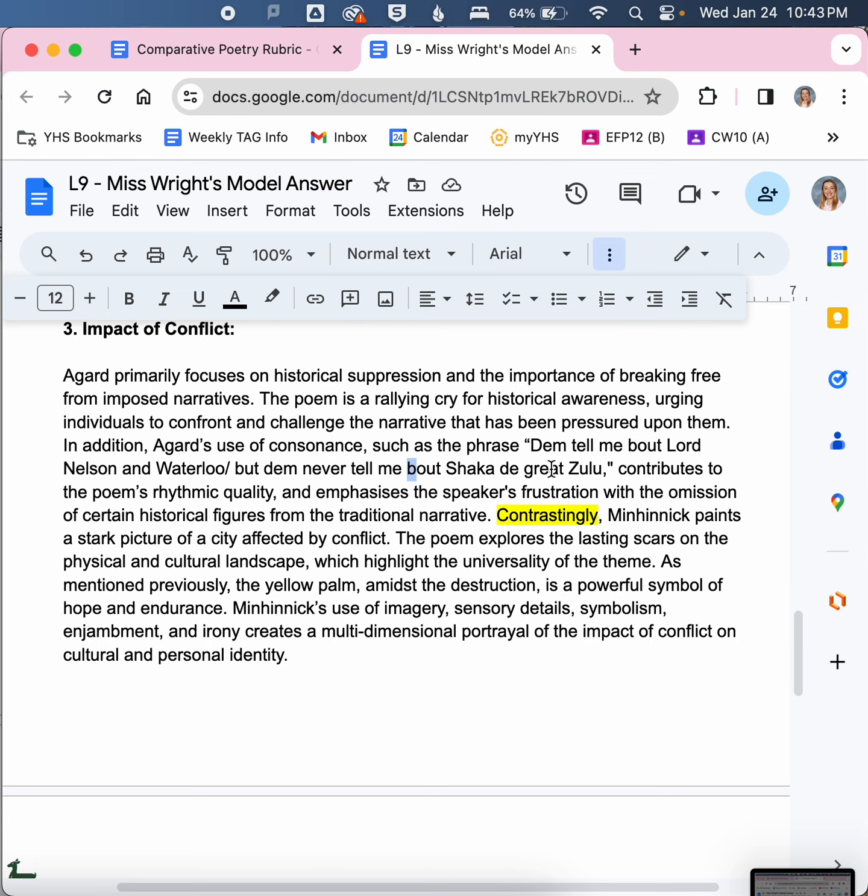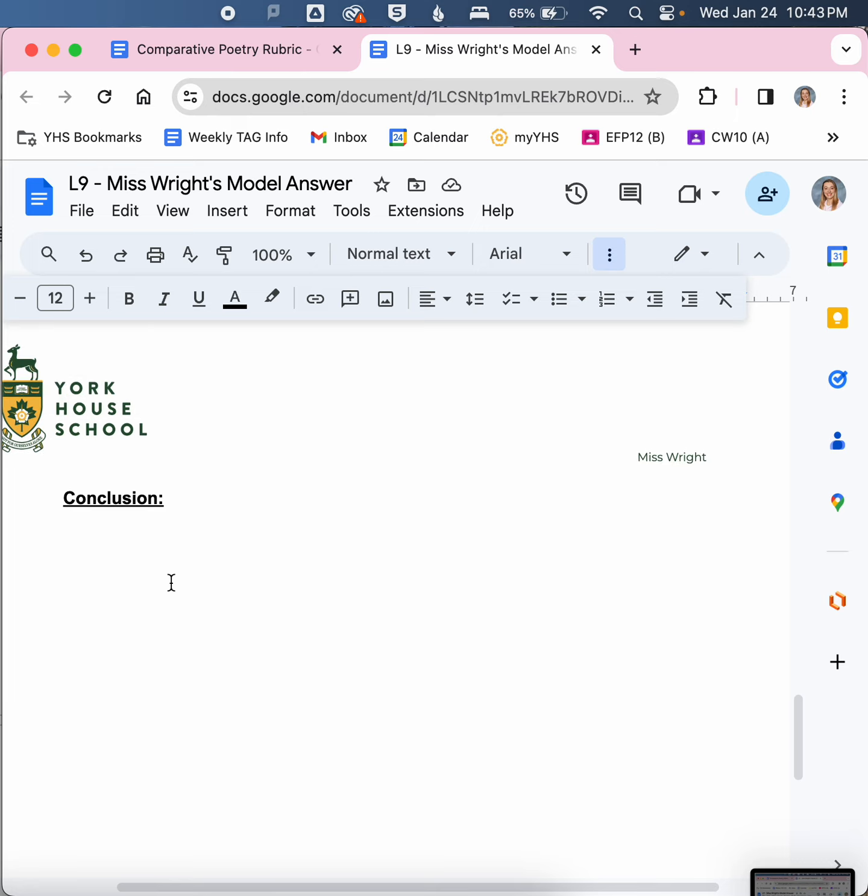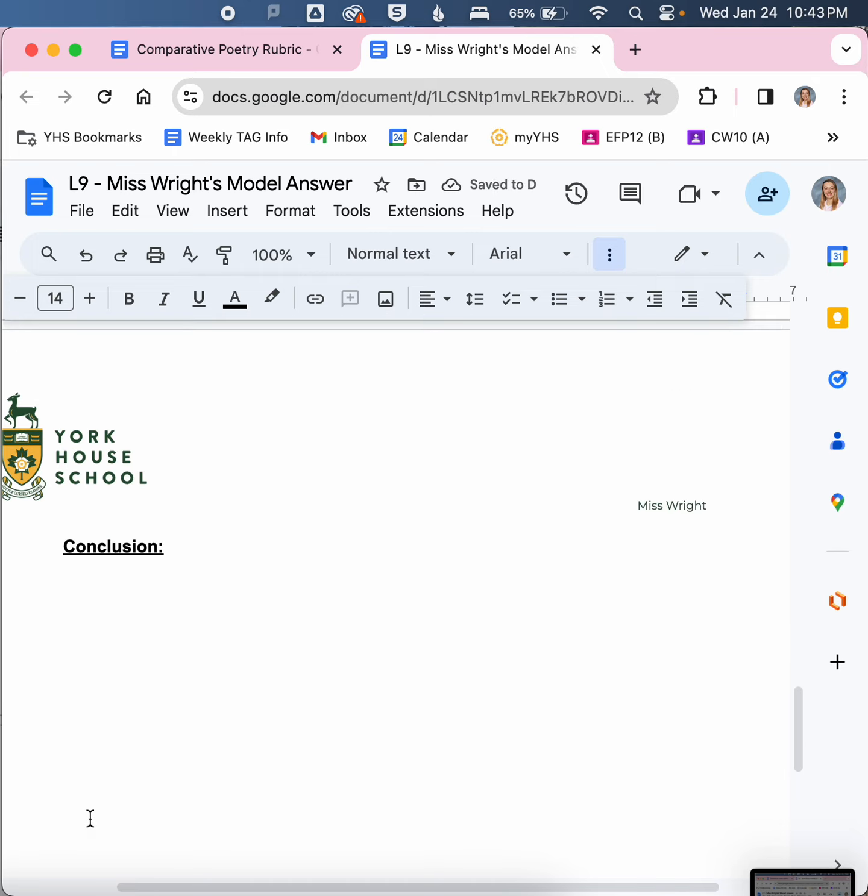Okay, yeah, so I have made my point, I've given my evidence, and then I've said what the effect of that is. Why would this poet decide to use consonants to get their point across? Okay, right, finally, moving on to the conclusion. Now, this is obviously where a lot of you fell down in the formative, which is fine, but we're just going to go through that now.